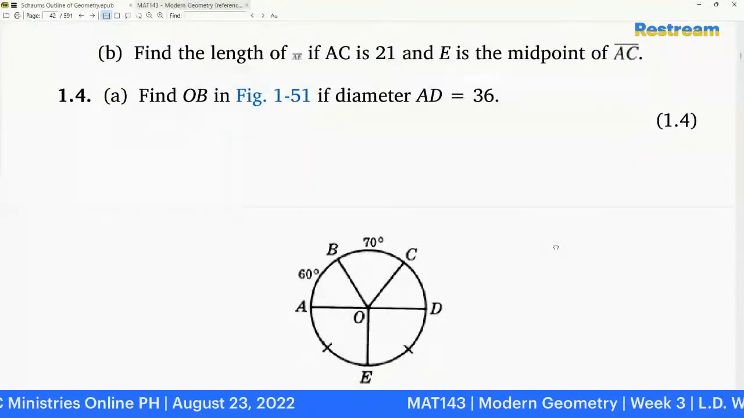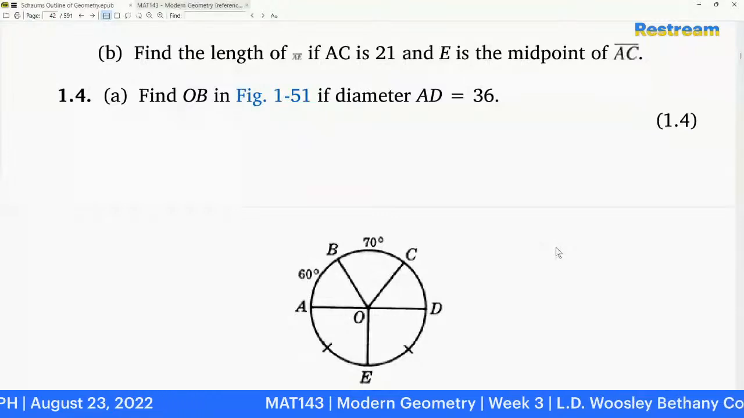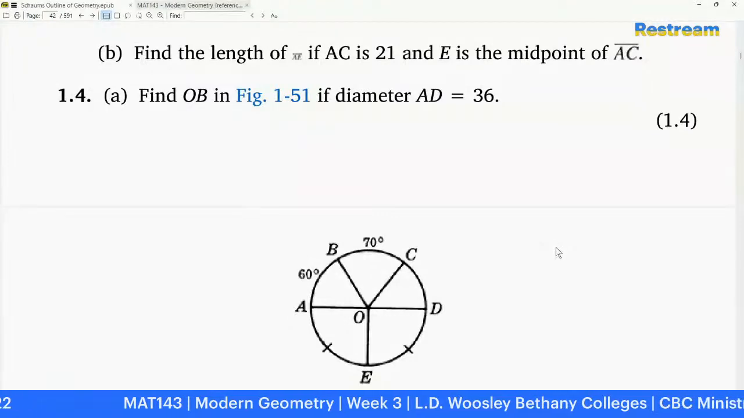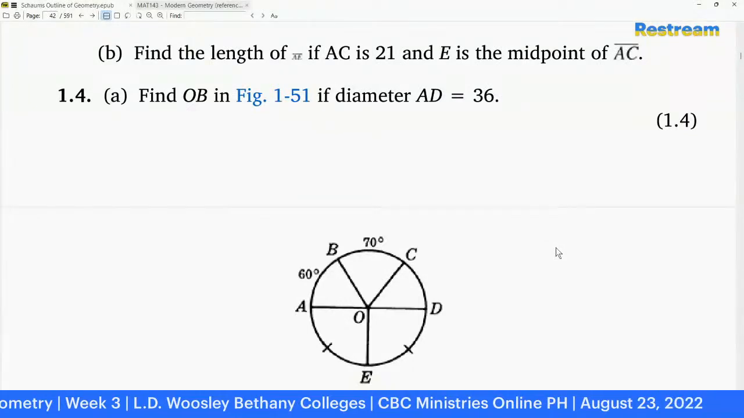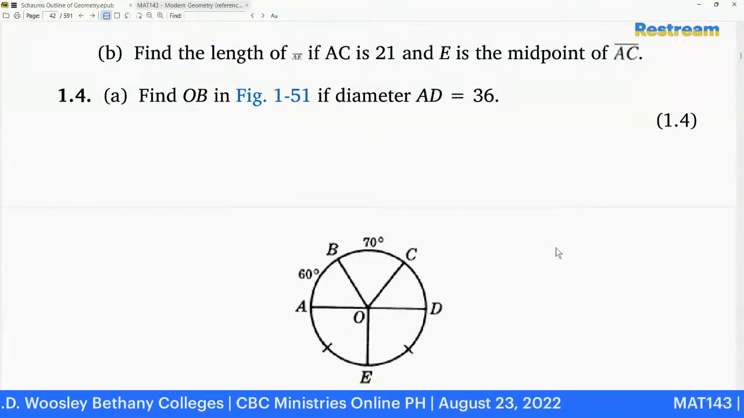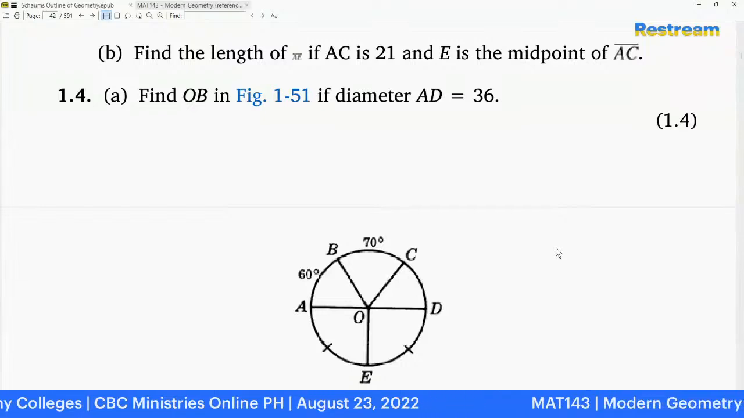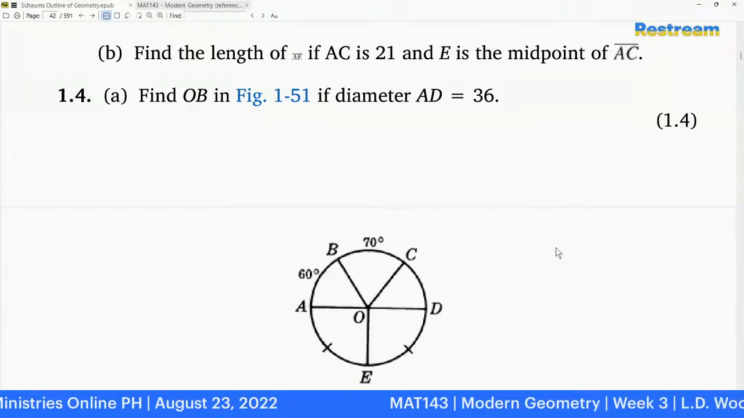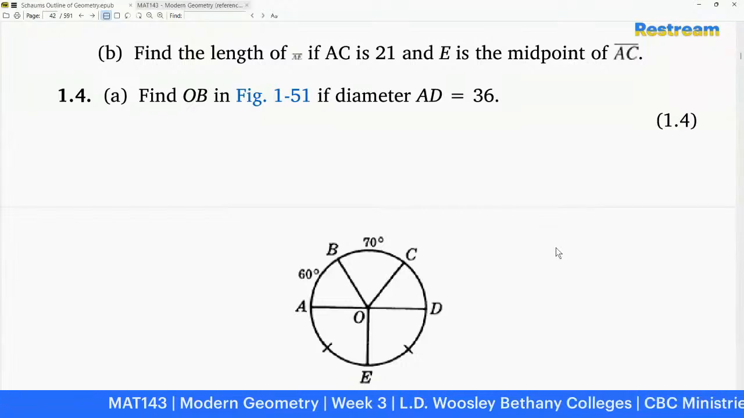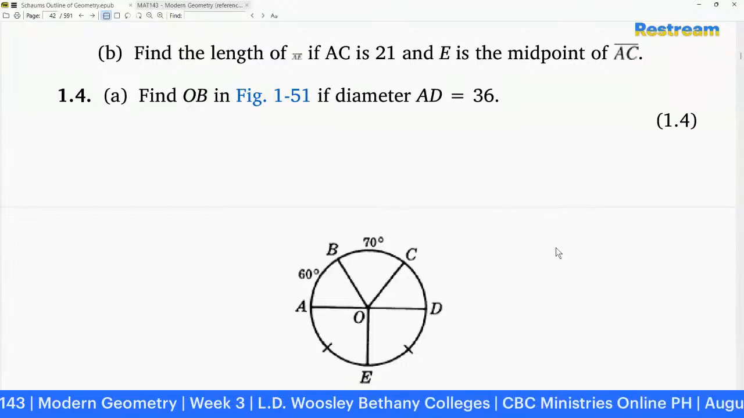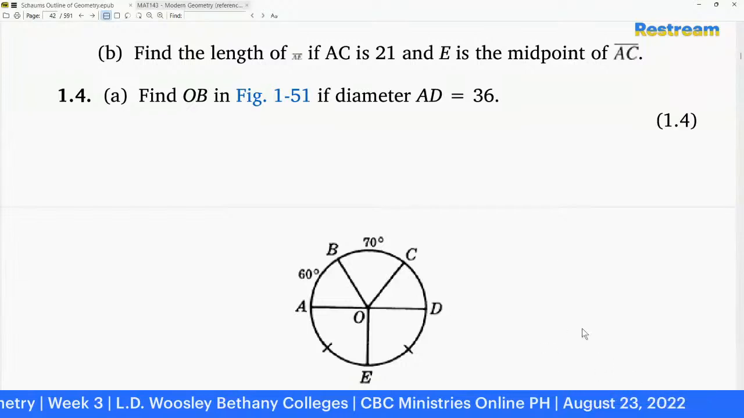Okay, this for you, Micaela. Find OB if diameter AD is 36. 18. Yan yung 18, di ba? Tama? Yan yung 18. So 18 because OB is a radius, so it must be half of the diameter. Okay?